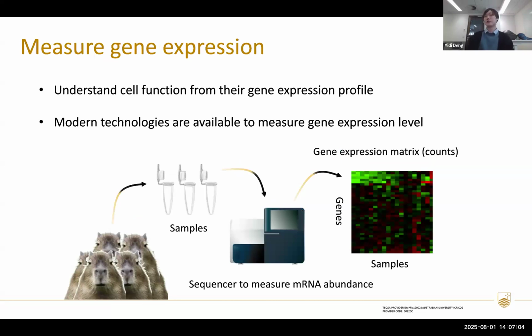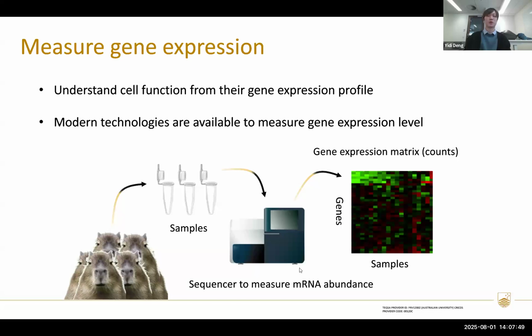So it is very natural for us to profile the gene expression of individual cells to study their cell function, because we know that gene expression contributes to cell function. And luckily, now we have modern technologies available to measure gene expression levels in a high-speed and cost-efficient way. That is, for each sample, we can measure thousands or tens of thousands of genes simultaneously at very low cost. Basically, what we do is collect samples from individuals' tissues and then send these samples to the sequencing machine to measure the mRNA abundance within each sample.